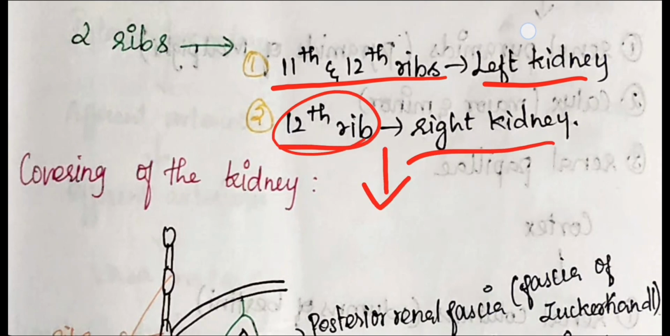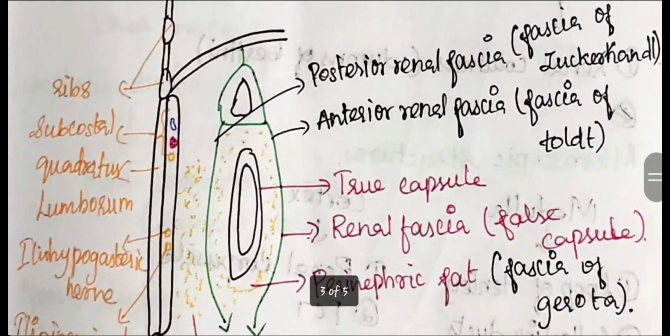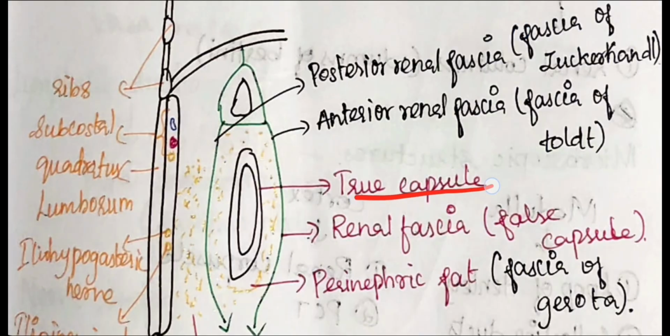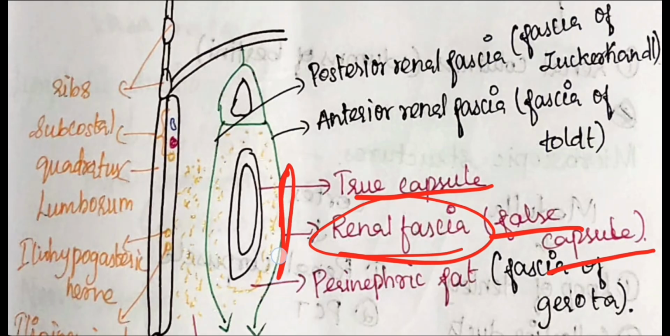Okay. Coming to the capsule of the kidney, see, this is the capsule. We have two capsules, that is true capsule and false capsule. False capsule is referred to as the renal fascia. That green color is the false capsule.